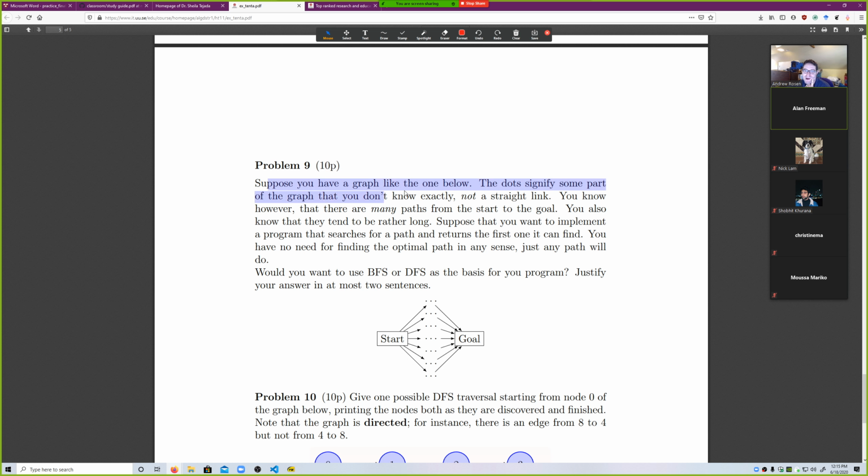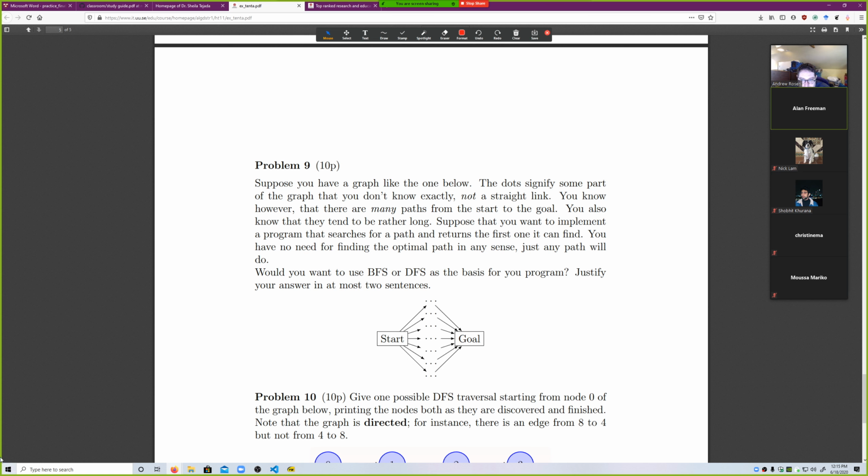So suppose you have a graph like this one below, from start to goal. The dots signify some part of the graph that you don't know exactly. Not a straight link. In other words, we've got multiple paths from the start to the goal. Multiple ways to get there. But there's not a direct link. There's no immediate single edge from start to goal. Make sense to everybody? Yep.